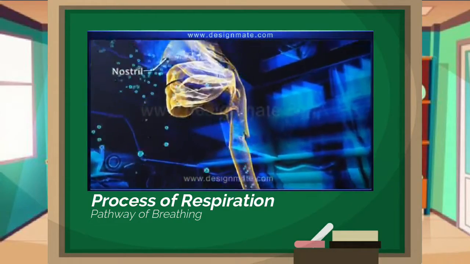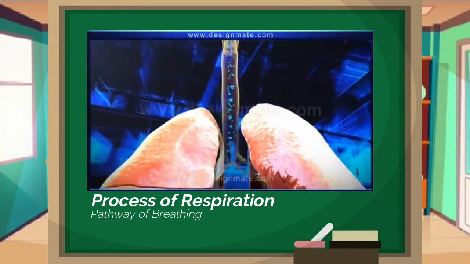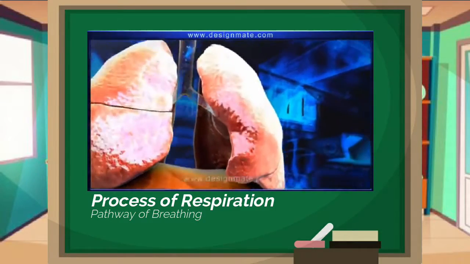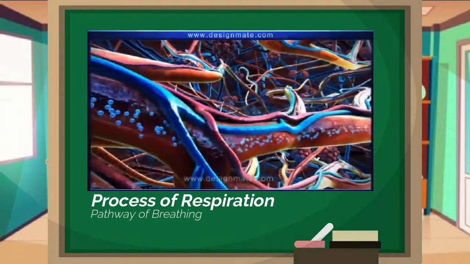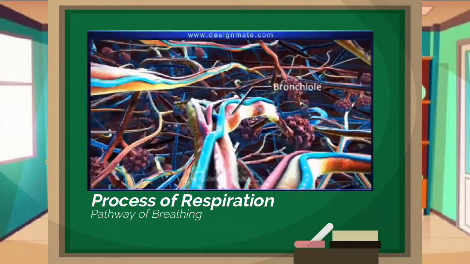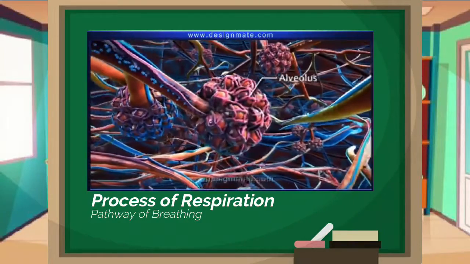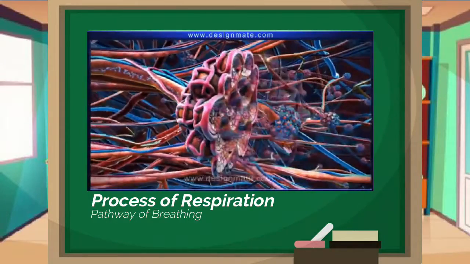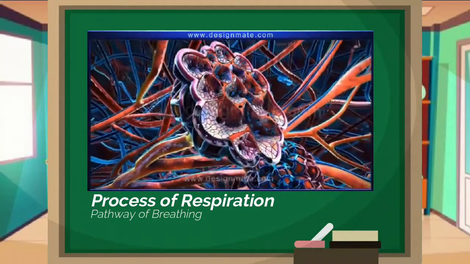The air then travels down to the pharynx, to the larynx, and into the trachea, where it then splits into tubes called the bronchi. Then air is directed into the lungs, and inside the lungs are smaller passages called bronchioles. The air then enters into the tiny sacs called the alveoli, which are covered in a web of tiny vessels called capillaries. This is where the exchange of oxygen and carbon dioxide takes place.